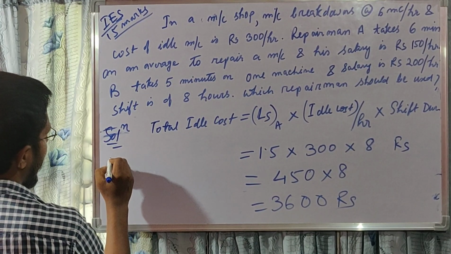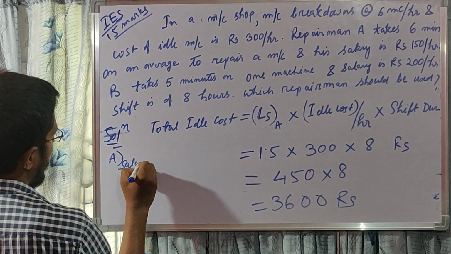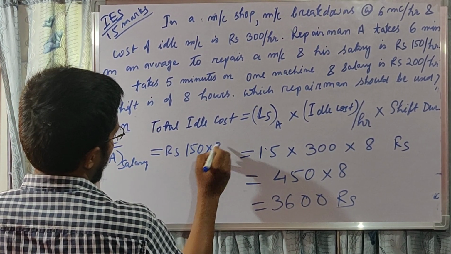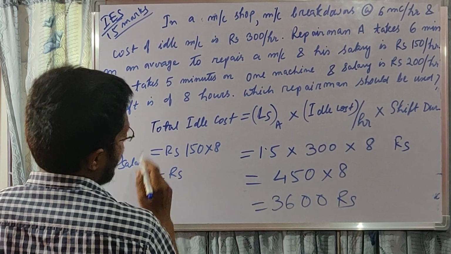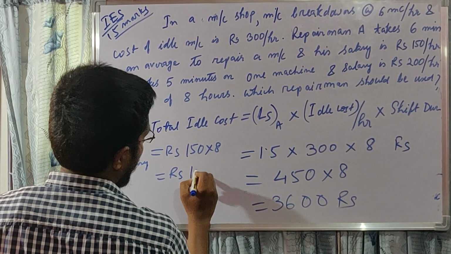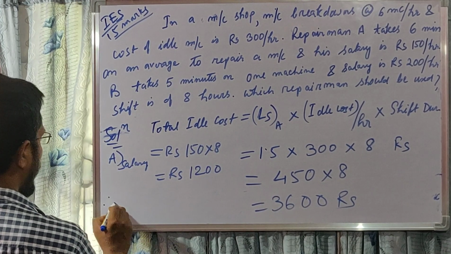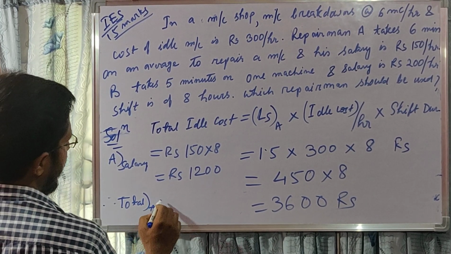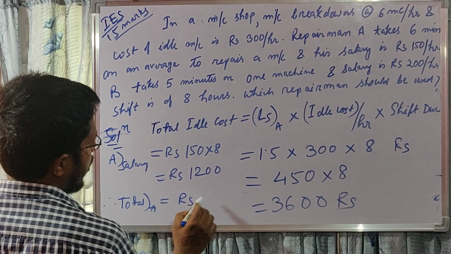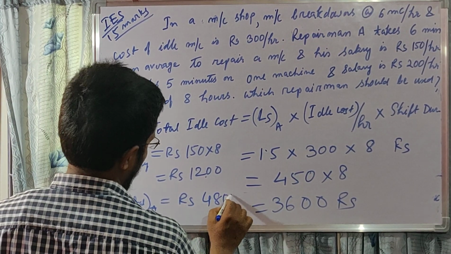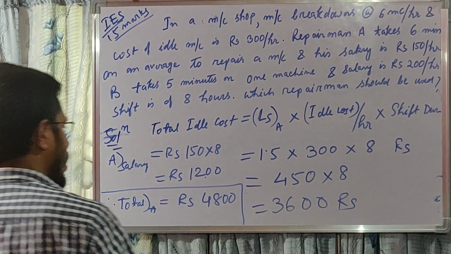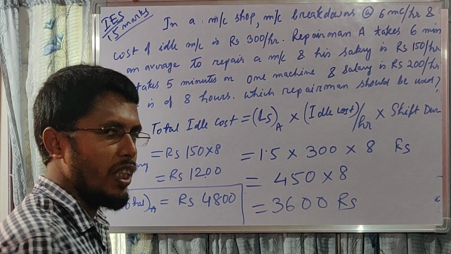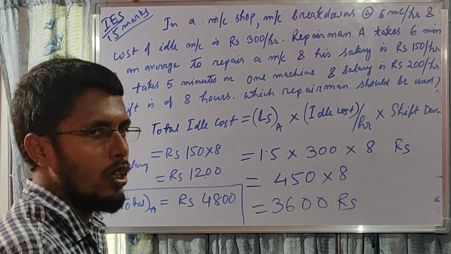Now, what is the salary of A? Rupees 150 into 8 is nothing but rupees 1200. So, total cost if you select A is rupees, this plus this, rupees 4800. So if we select A, we will be having expenses of rupees 4800. Okay, got it?